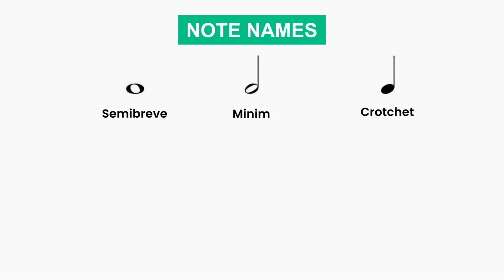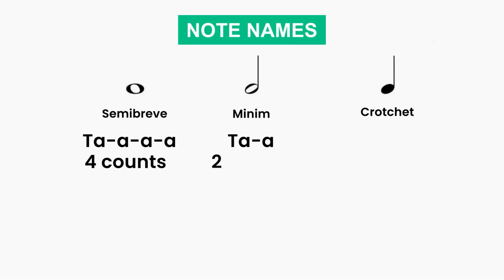Semibreve is ta-a-a-a, that is 4 counts. The minim is ta-a, that is 2 counts. The crotchet is ta, that is 1 count.